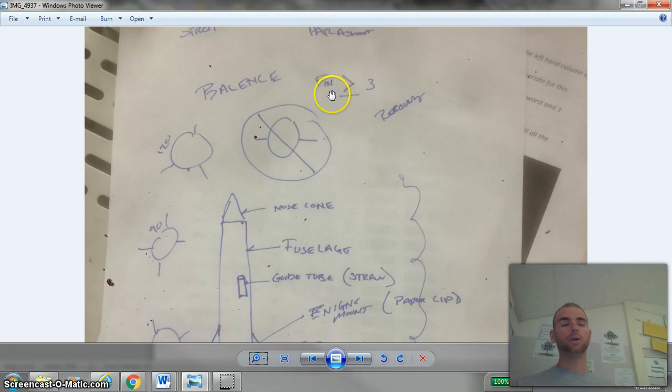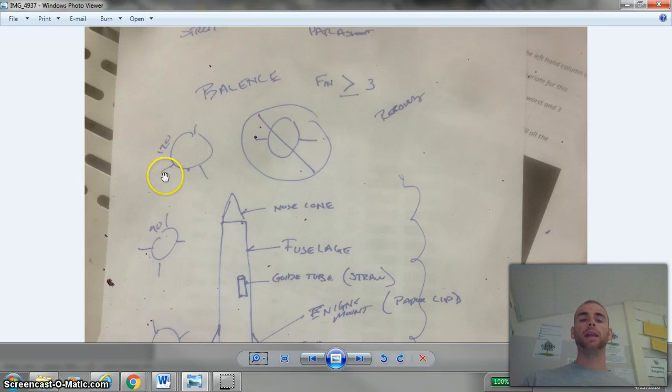That being said, your variable, which is fins, needs to be greater than, excuse me, I misspoke there, greater than or equal to 3. Okay, so you need to have more than 3 fins. Or you can have 3 fins. Also, balance is key with this rocket. If you only have 2 fins, your rocket will not fly. It will go up in the air and it will crash land. We don't want that because you'll get a bad grade.